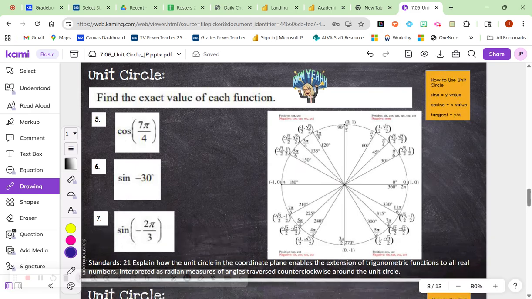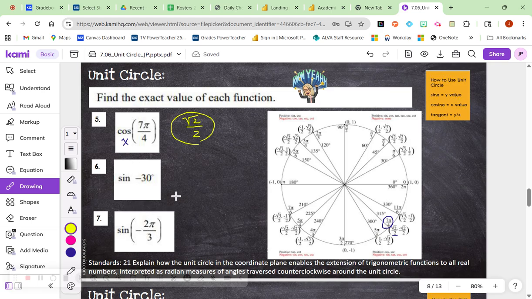The next 3 are a little bit harder than the first 4. The reason I chose number 5 is because 7 pi over 4, I don't know why, 5 is not any harder than 1 through 4. Alright, cosine is x, 7 pi over 4 is on the unit circle. Number 6, negative 30 is not on the unit circle, that's why that one's harder, and same reason for number 7. But 5 is equally difficult as the first 4. We're looking for only the x value, so we would only be getting this value here, and that would be square root of 2 over 2.